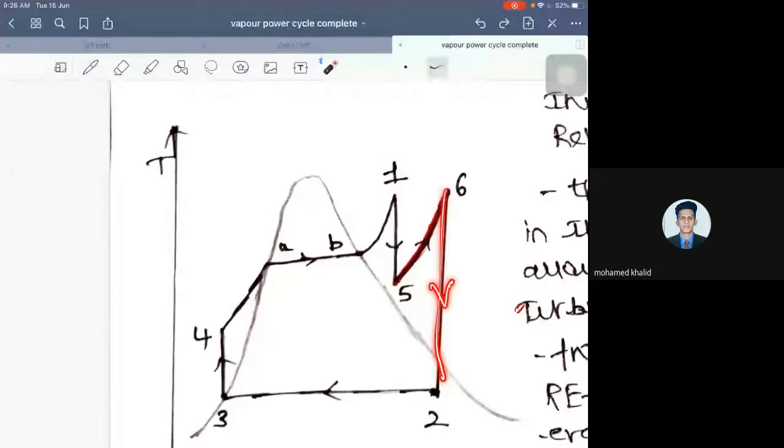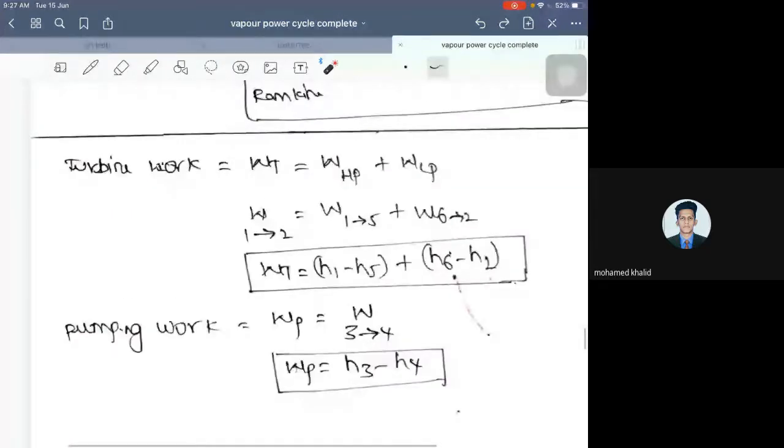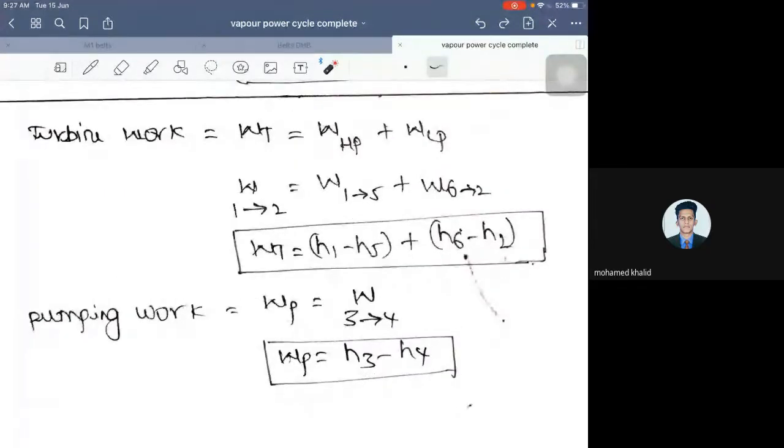Very good. Now, how will you calculate the pumping work which is used to raise the pressure from 3 to 4? Work is initial minus final. Yes, what is the expression? H3 minus H4. That's it. So that is what is given here. Clear?